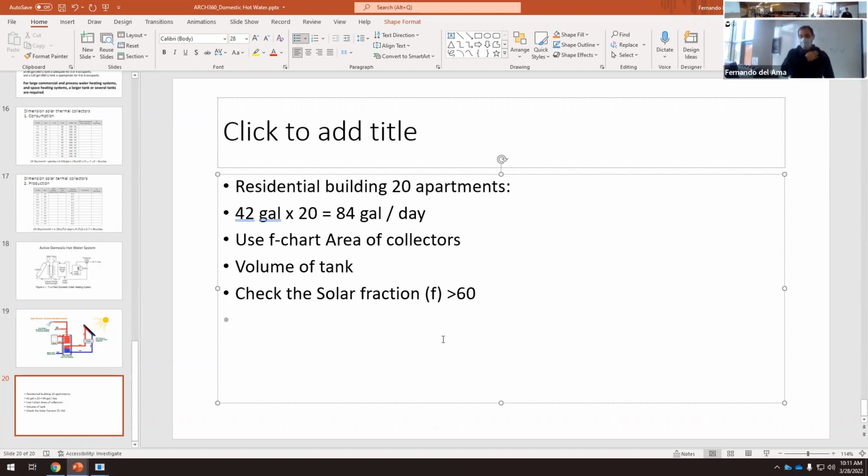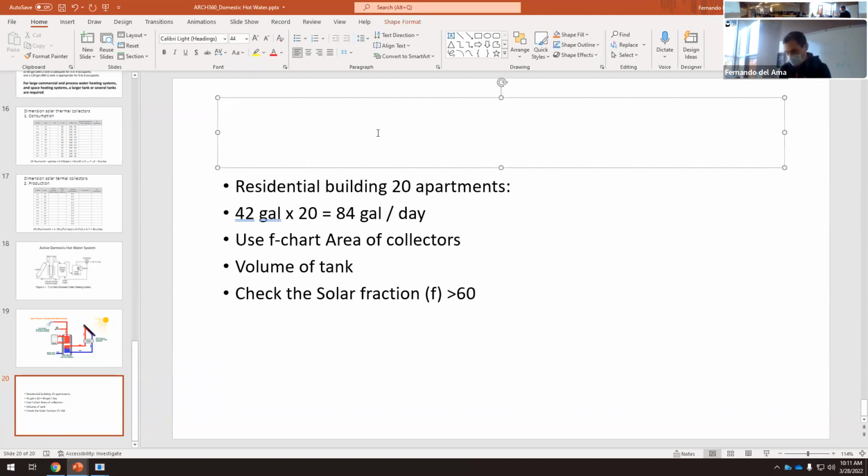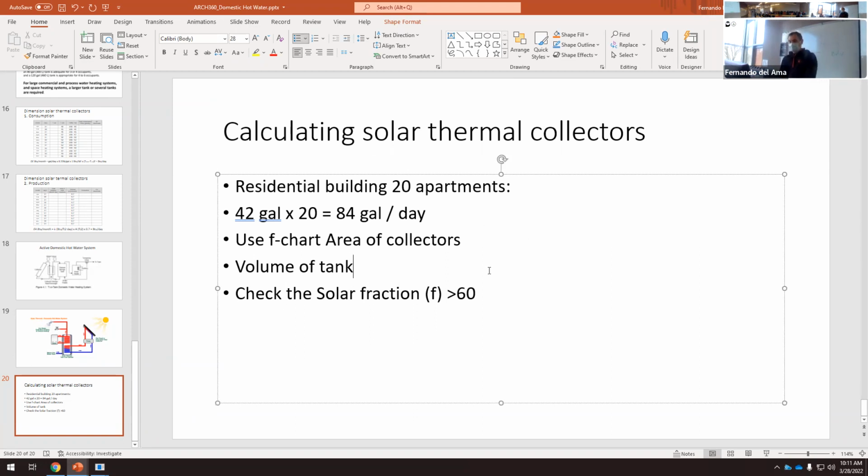But we have to be careful, because if it's more than 1, it means that we are getting dangerously close to the boiling point. So we have to check that, and that's why we need to use the software, ARCH. This is to calculate solar thermal collectors.